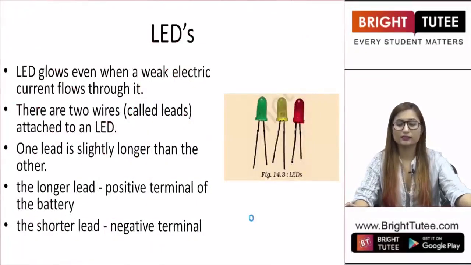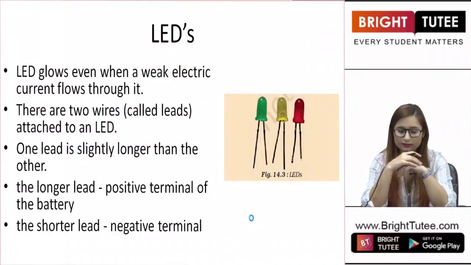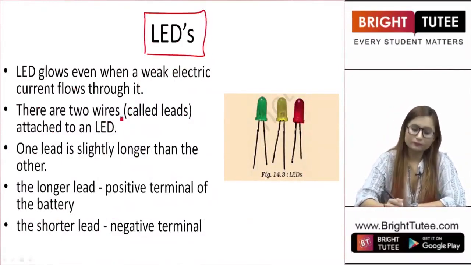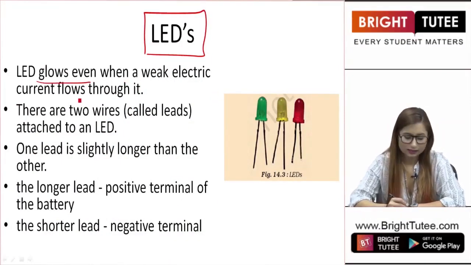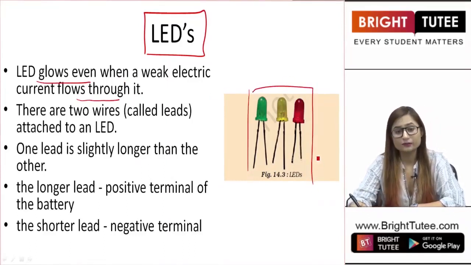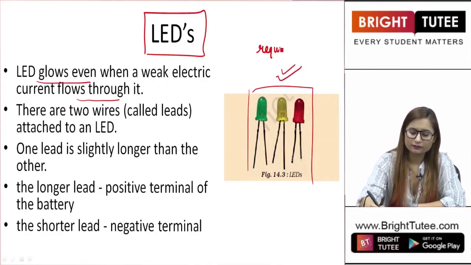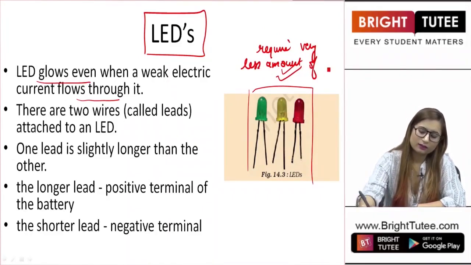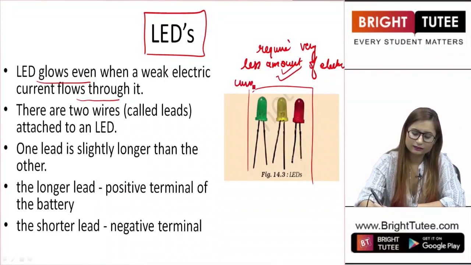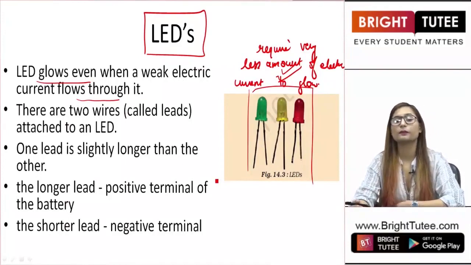So what have we discussed till now? That liquids conduct electricity and that we can test this by making a circuit. Now students, what are LEDs? An LED glows even when a weak current flows through it. You must have these tiny lights at your homes that you use on festivals and different occasions. These only require a minimum amount of current to glow, right? This is their advantage, that they require very little electric current to glow. Only a small amount of current will help them glow.